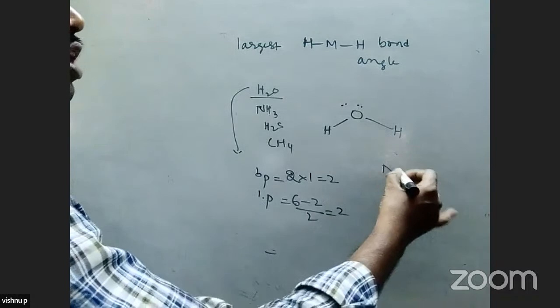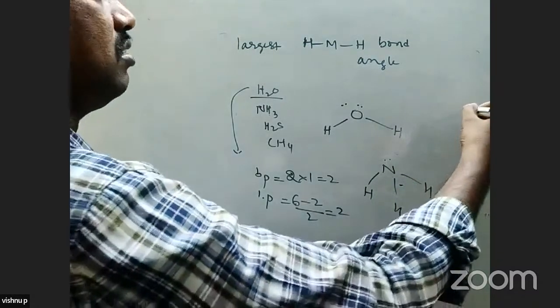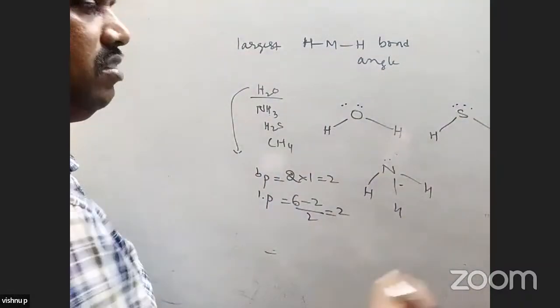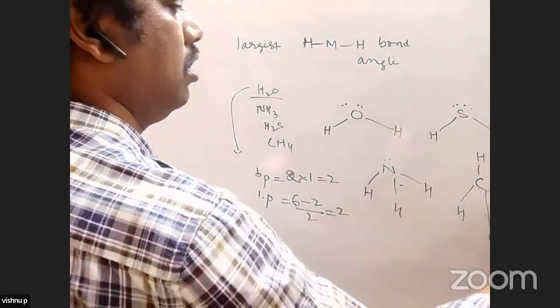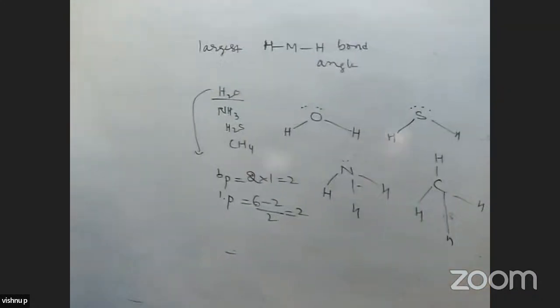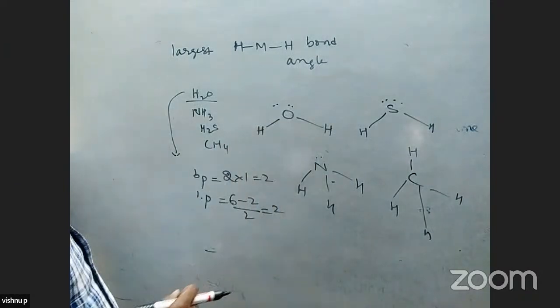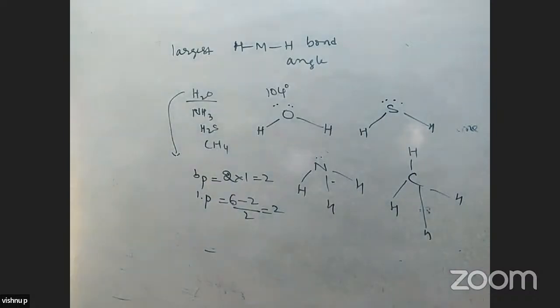So ammonia, 1 lone pair, three bond pairs. H2S, S again, same shape, two lone pairs and two bond pairs. CH4 tetrahedral shape. So oxygen is the central atom, two lone pairs are present, and the bond angle is 104 degrees. The expected bond angle is 109 degrees, but because of two lone pairs, it shows a bond angle of 104 degrees.